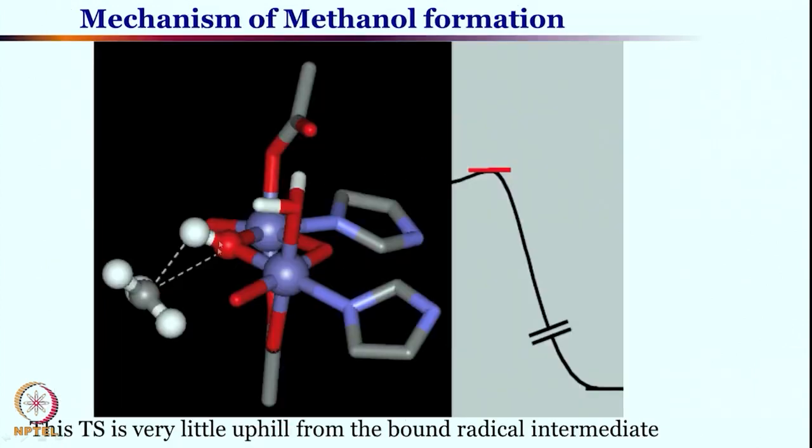If you move on from there, what will happen? Once the OH bond formation is happening, we are looking at the second transition state. This OH is now formed, and it has of course undergone the electronic rearrangement. Overall, now this OH is ready to bind with CH3, and the corresponding transition state will look like this. This transition state is very little uphill from the radical intermediate that we discussed two slides back. So these are the two transition states.